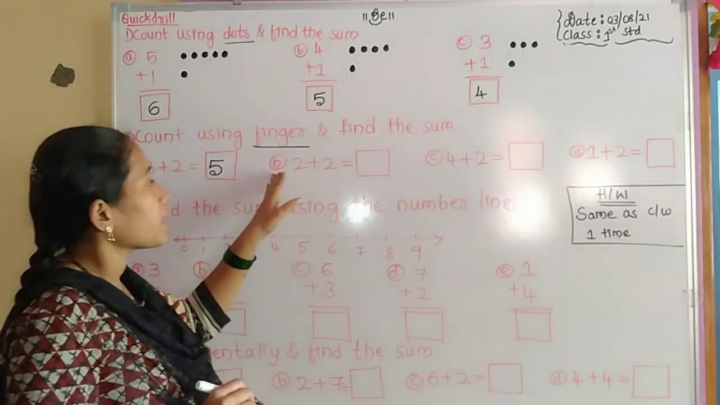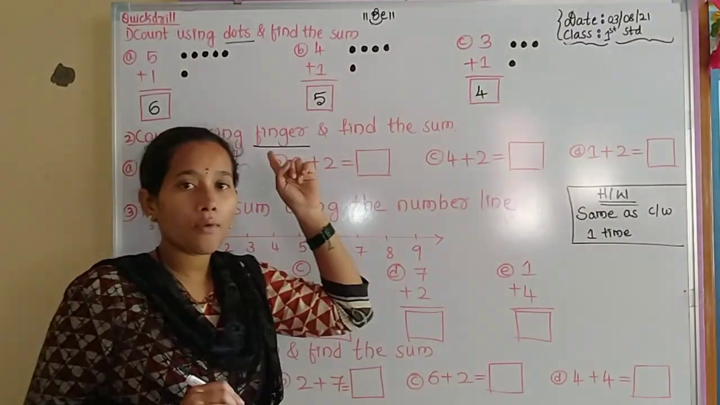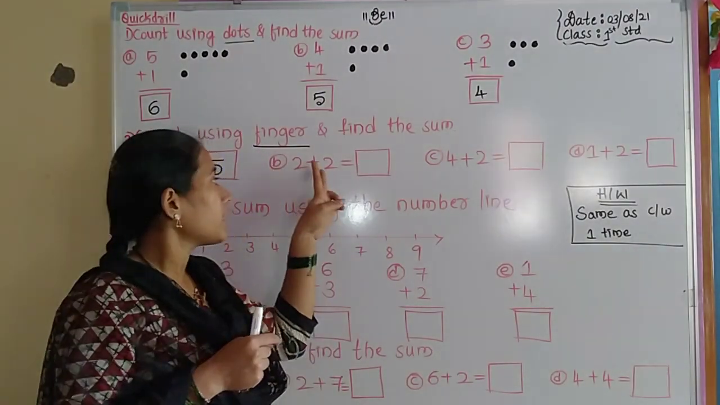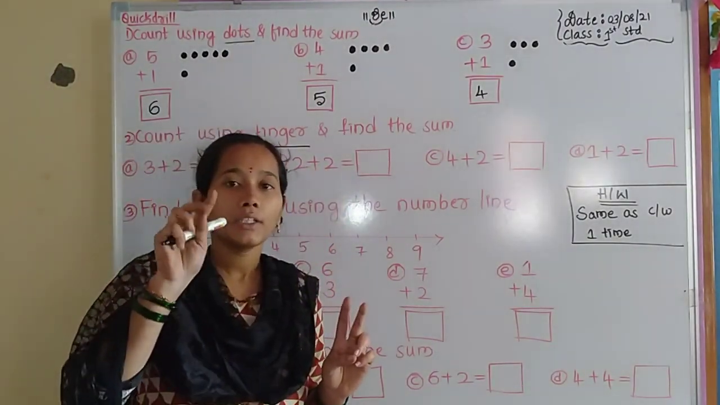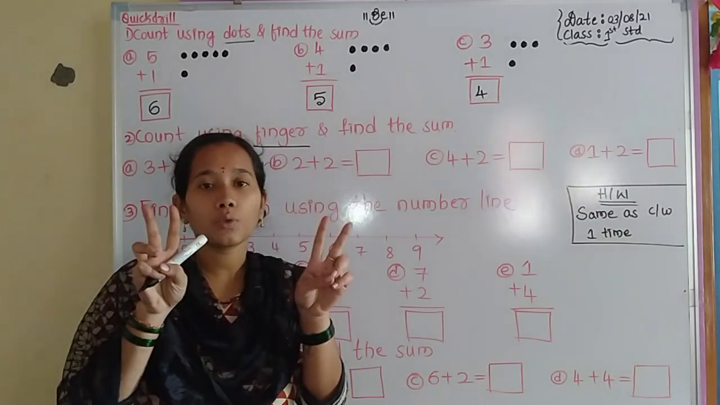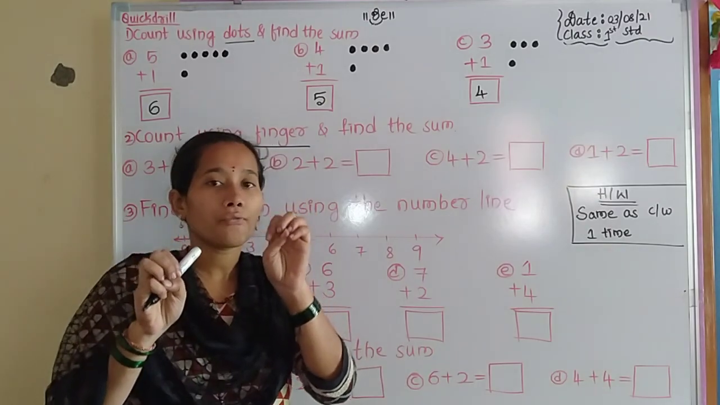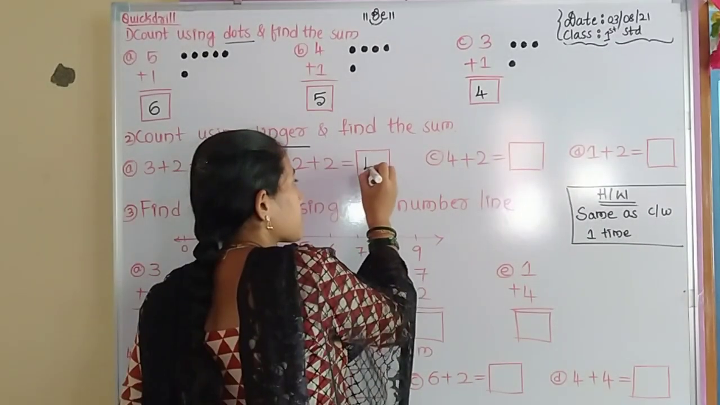Okay. Next B1, 2 plus 2. 2 is the first addend: 1, 2. And here 2 is the second addend: 1, 2. And count all together to get the sum: 1, 2, 3, 4. So 4 is the answer.